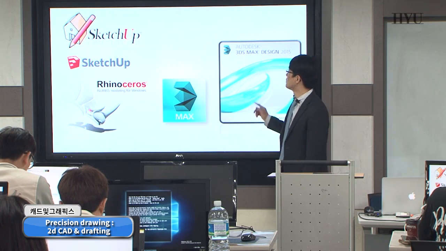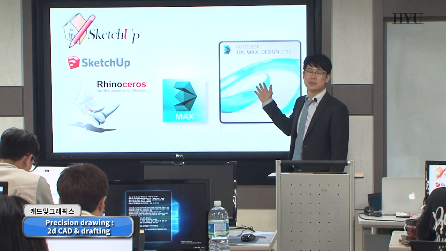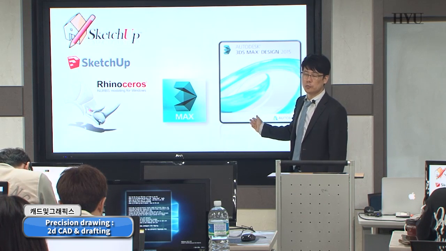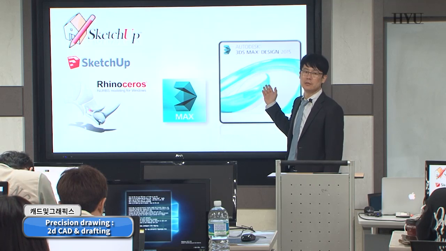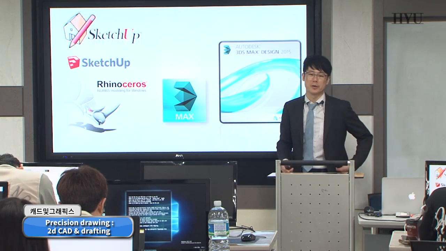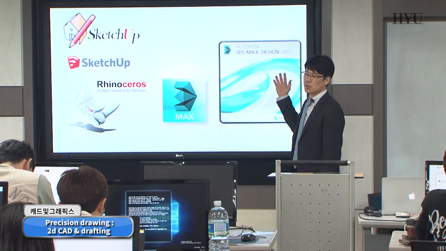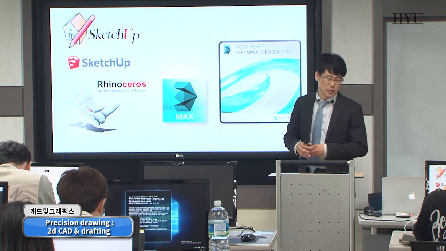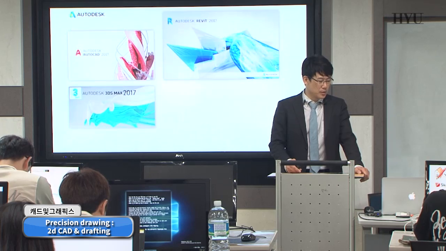And 3D Max. We have Autodesk material, Autodesk Mental Ray Renderer. Of course, V-Ray is still available in 3D Max. That's why we are using 3D Max. And also architecture and design materials, presets we can use. That's why we are using 3D Max.